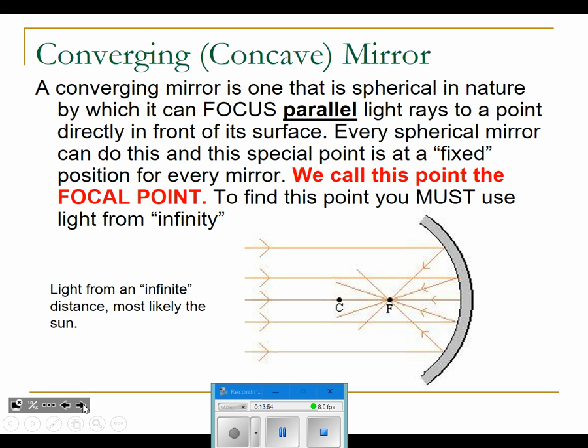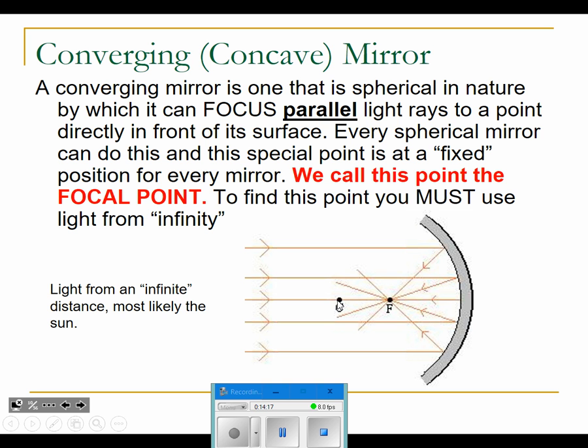To find this point, you must use light from infinity. Infinity doesn't really mean infinitely far away. It just means that it has to come from really far away so that all the light comes in directly parallel. Really, something like the sun. The sun's really far away, so you could use sunlight to figure out where a focal point is.